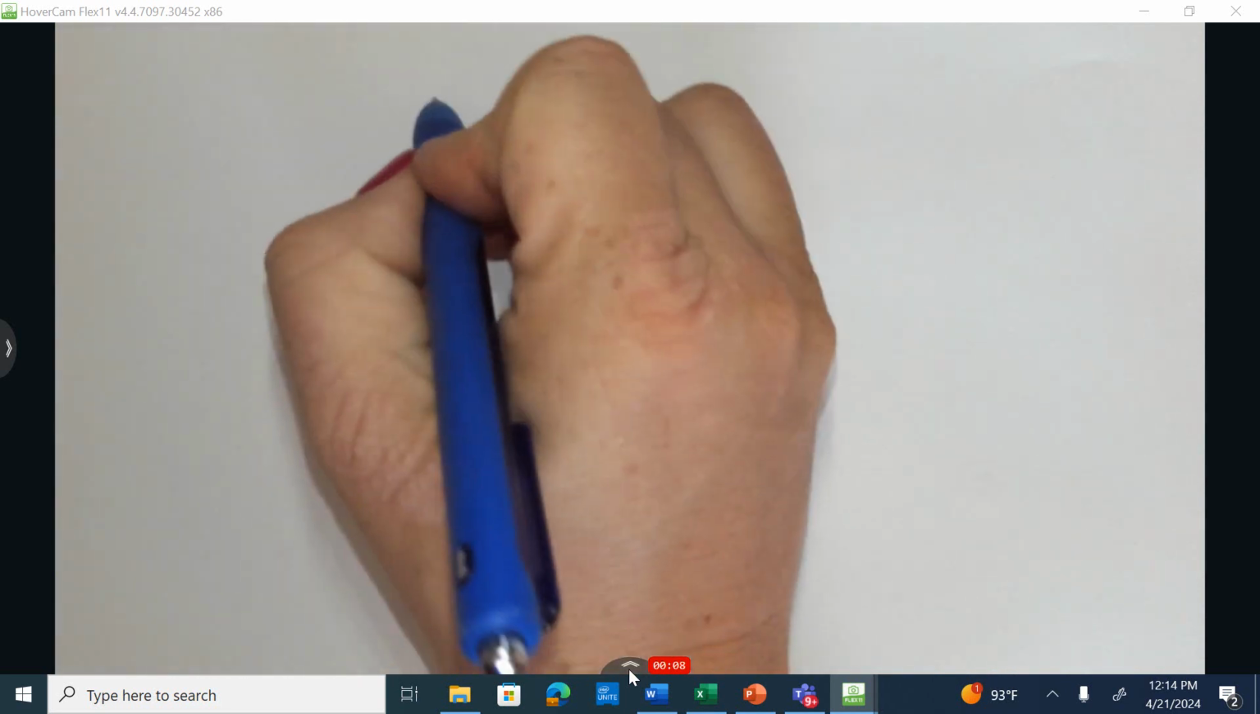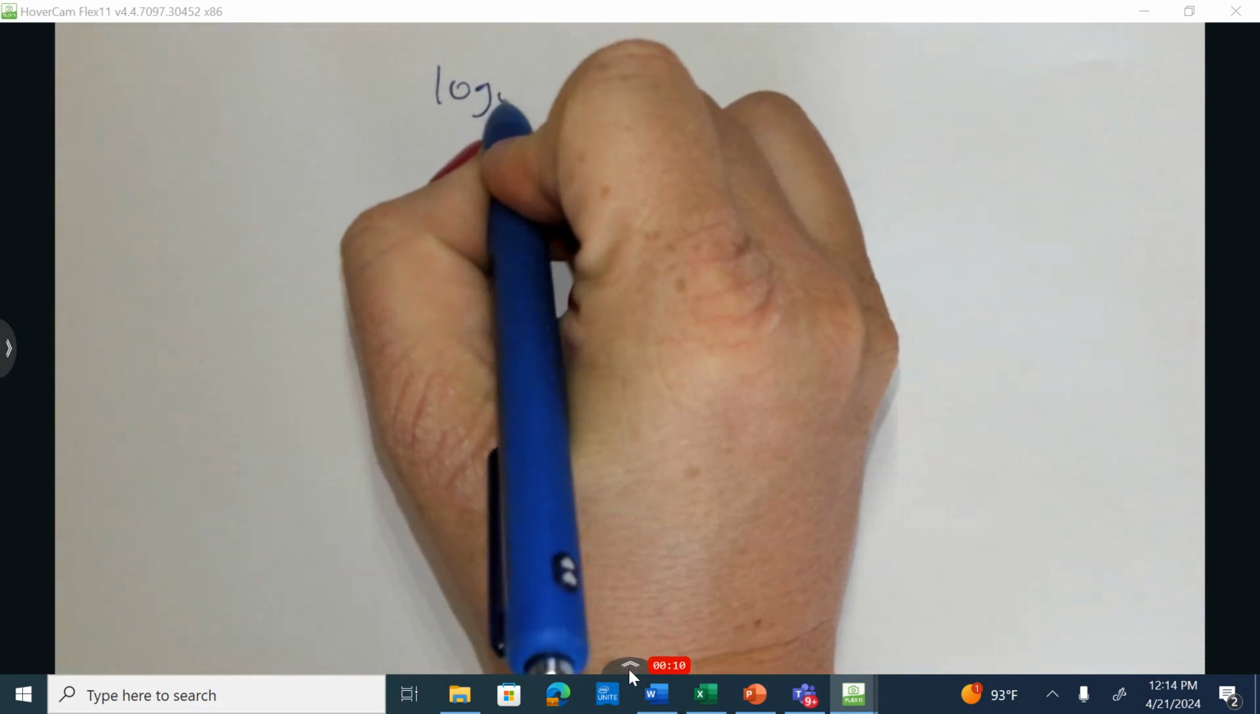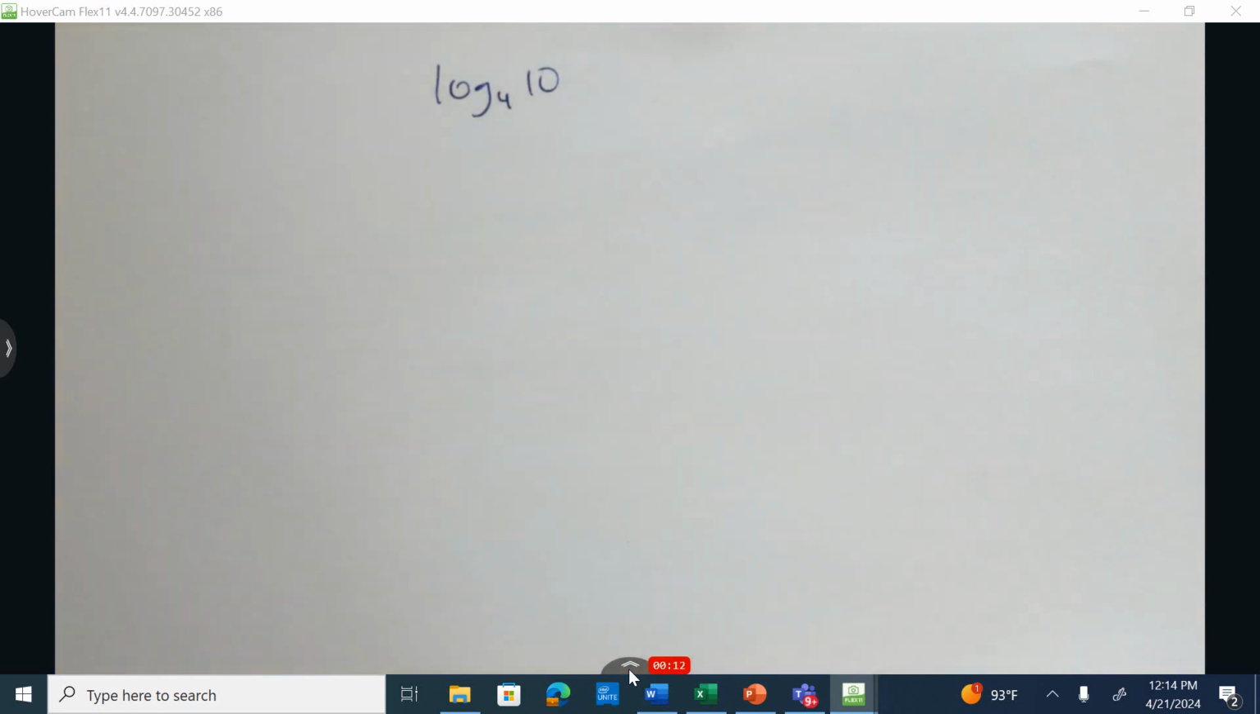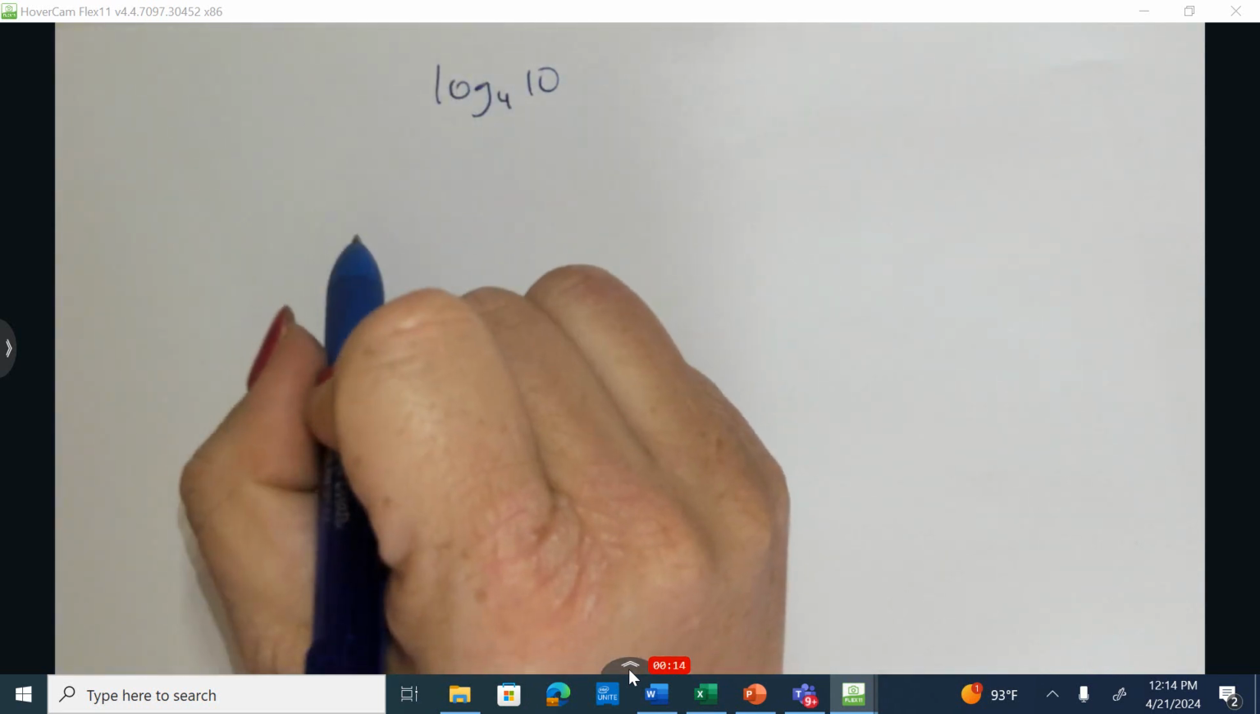All right, let's try option B for 26. We're trying to locate which one of the four options is not equivalent to this original expression, which is log base 4 of 10. So let's look at option B. Notice that the base has been changed to 2.